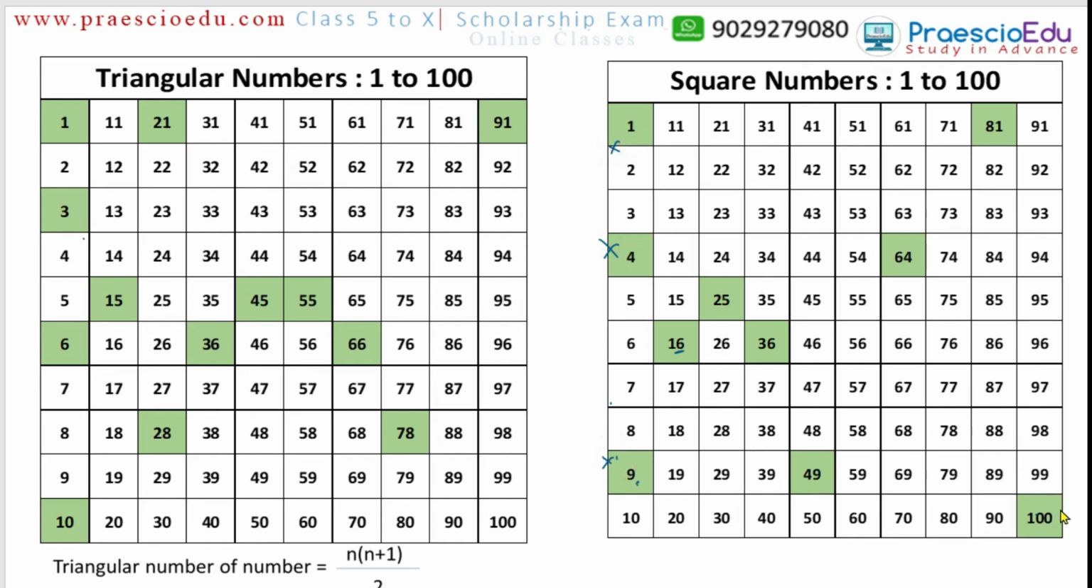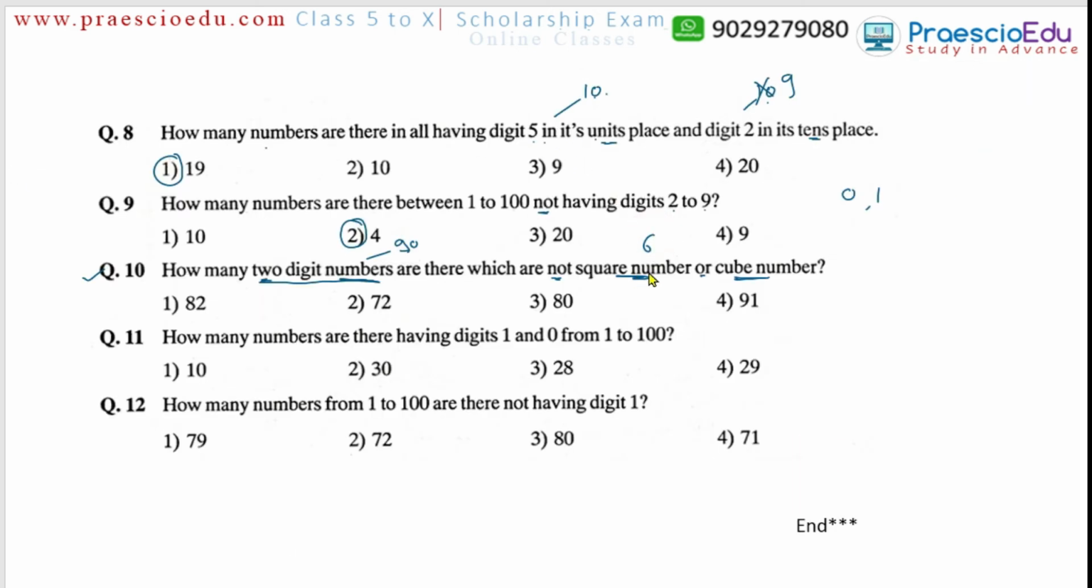So this one, and here the 3 digits, so this should also not count. So 1 2 3 4 5 and 6. So here the 6 digits are there. So square numbers 6. Then cube numbers.